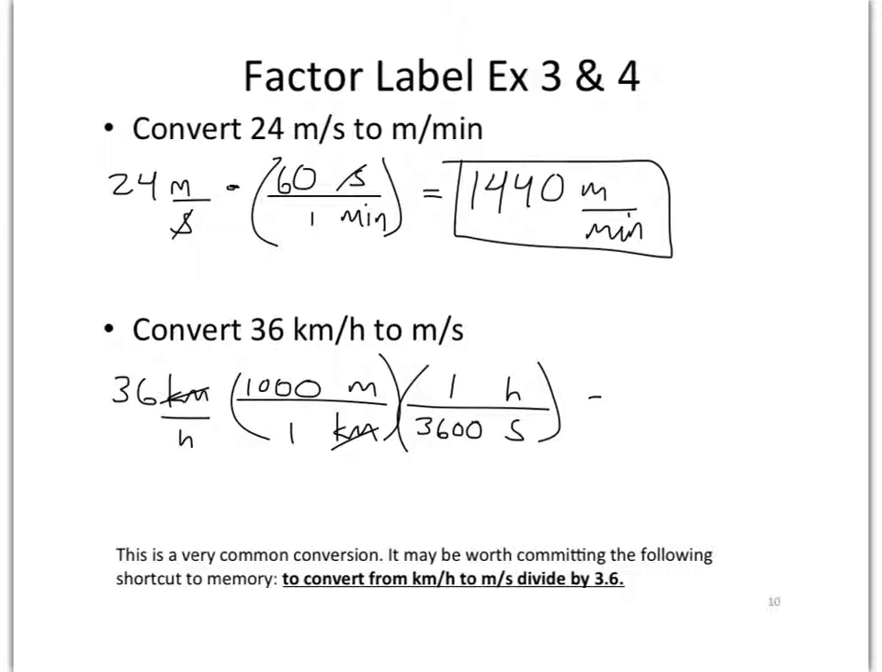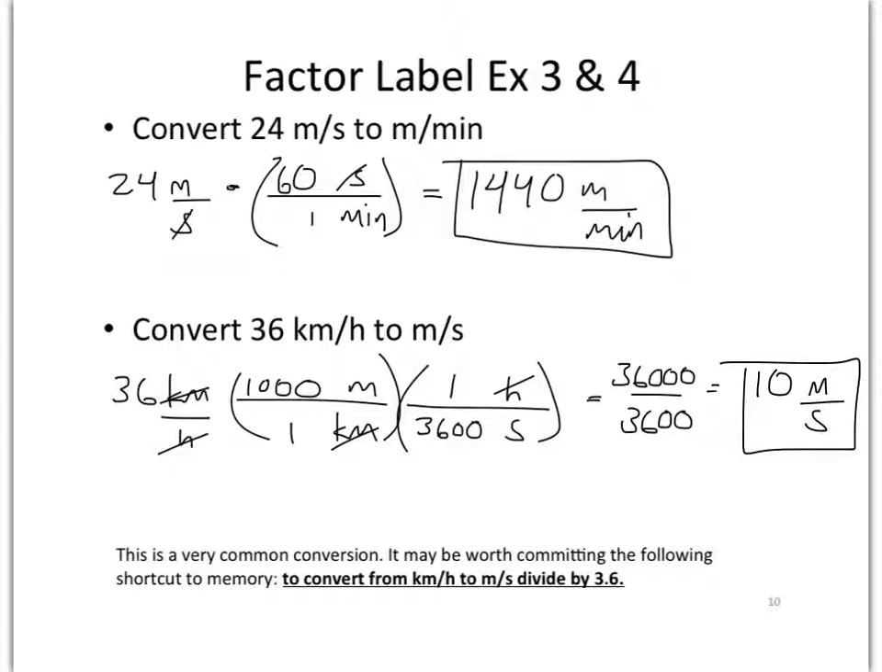So let's find out what that is. We're going to multiply across our top. That's 36,000, right? Divided by 3,600. What's the answer going to be in? Oops, our hours canceled out, right? What's our answer going to be in? It should be in meters per second, and that's what we want, right? So 36,000 divided by 3,600 comes out to 10 meters per second. And that's our final answer.